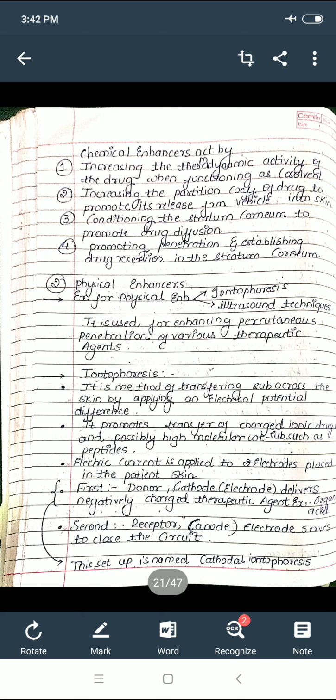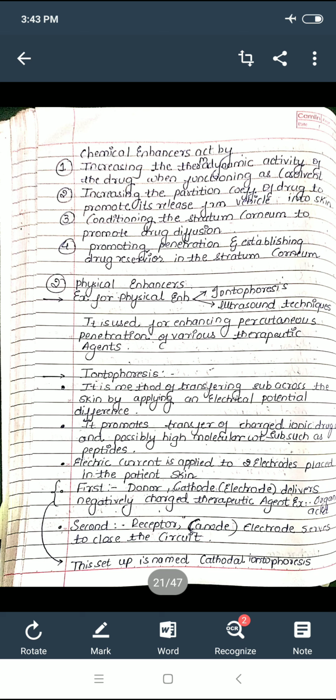Second one, that is physical enhancers. Examples for physical enhancers mainly include iontophoresis or ultrasound techniques. So it is used mainly for enhancing percutaneous penetration of various therapeutic agents. Iontophoresis is a method of transferring substances across the skin by applying an electrical potential difference. It mainly promotes transfer of charged ionic drugs and possibly high molecular weight substances such as peptides.